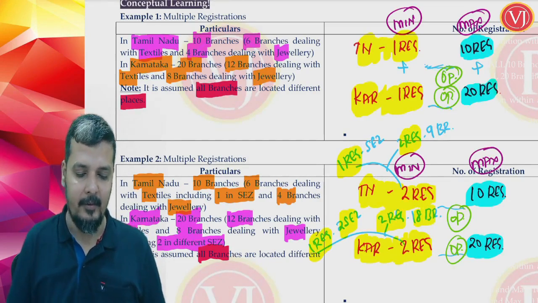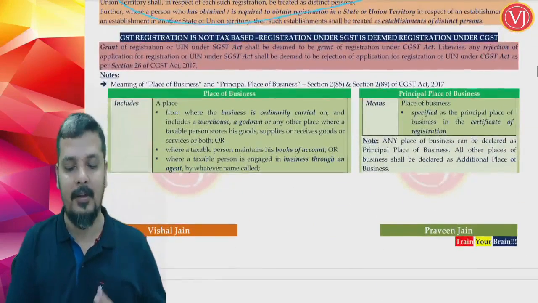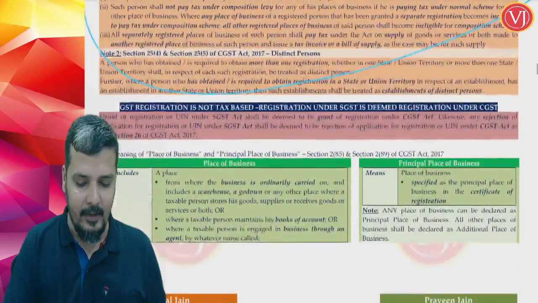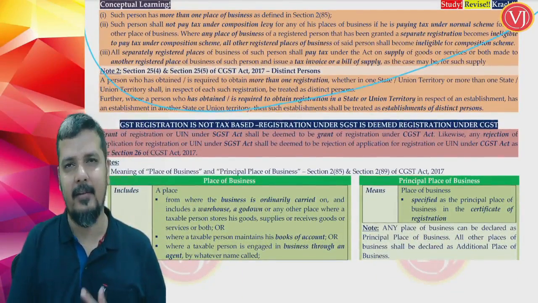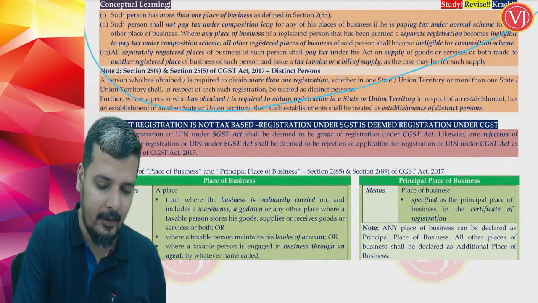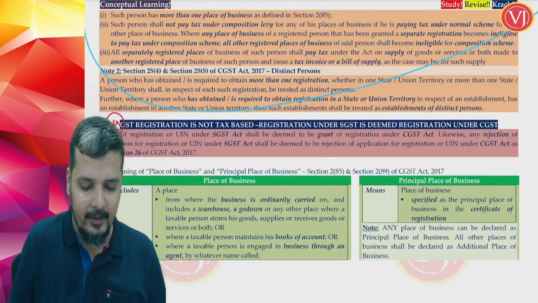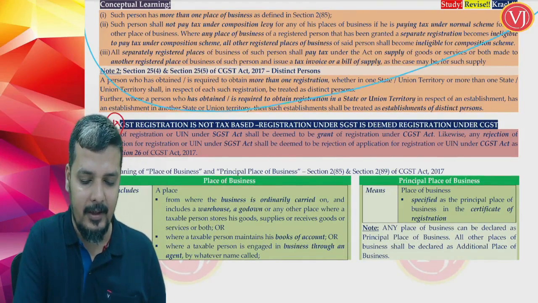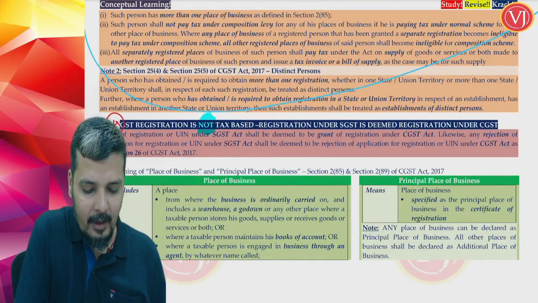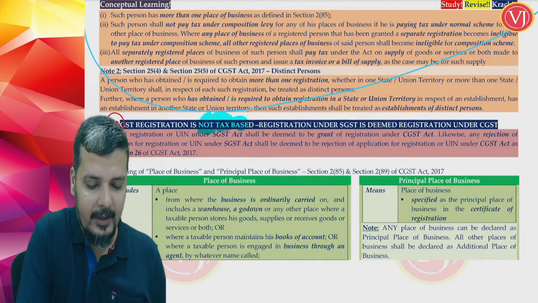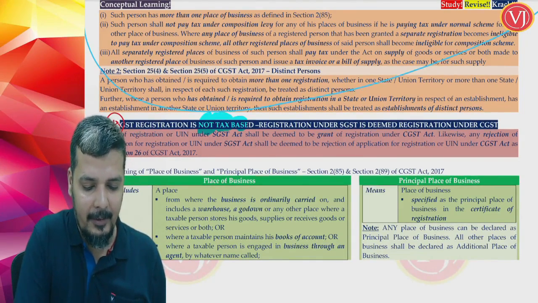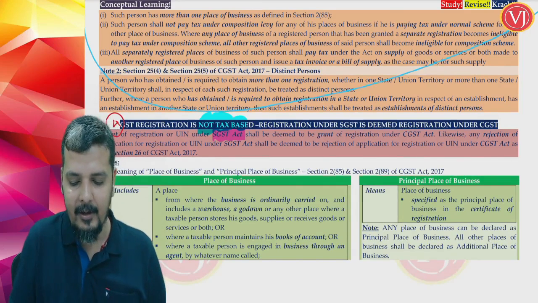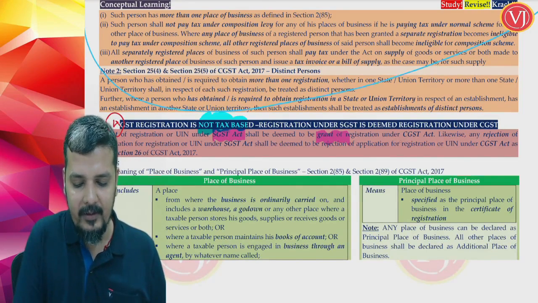Maximum remains the same. So that is all about your registration aspect with respect to one state, one registration. Now the last concept, which was already discussed at the beginning, the 4th concept: when you are getting the GST number, it is not tax based. So once you are getting the GST applied under your SGST Act, it is as good as you have got the GST under the CGST Act.